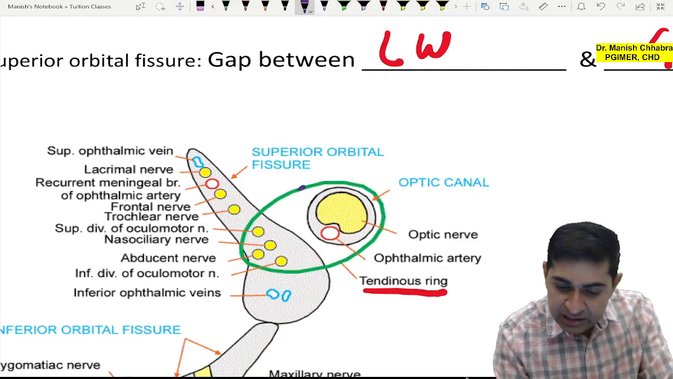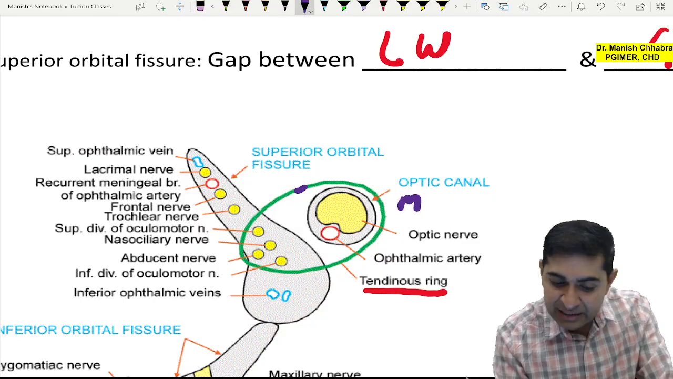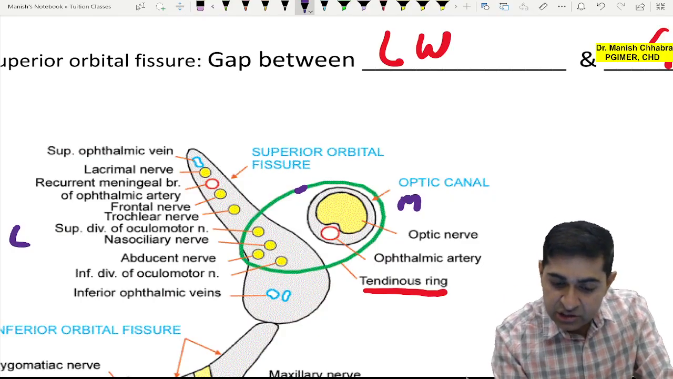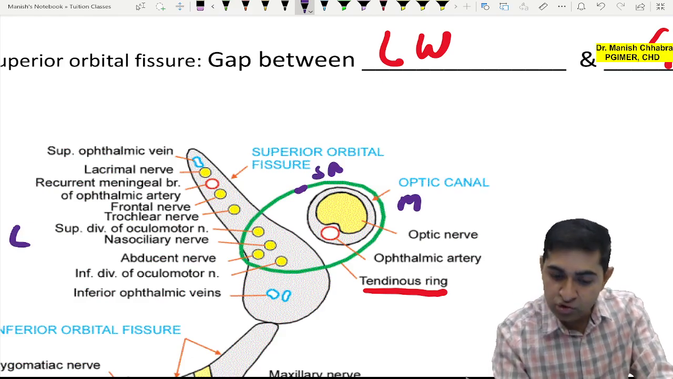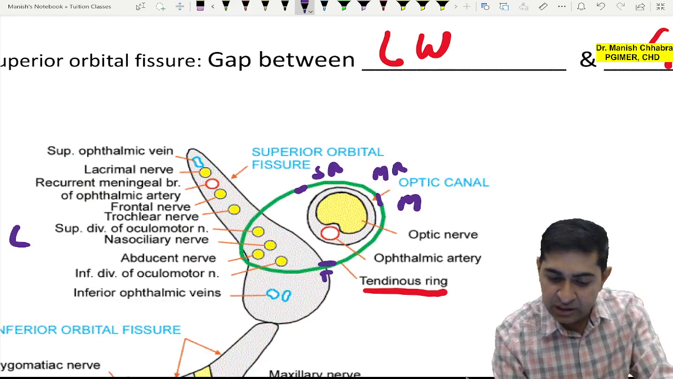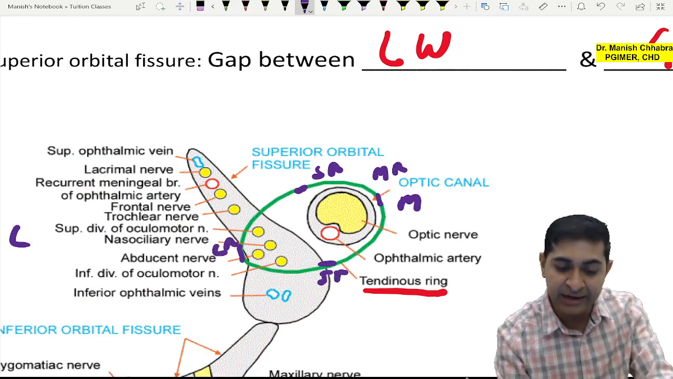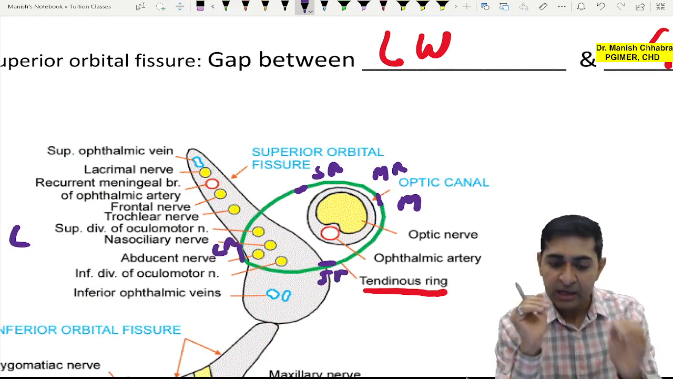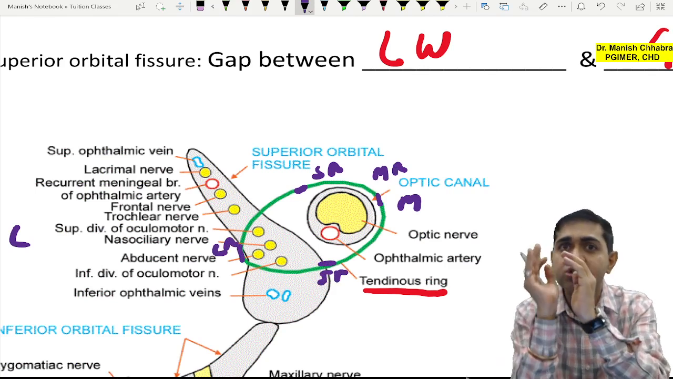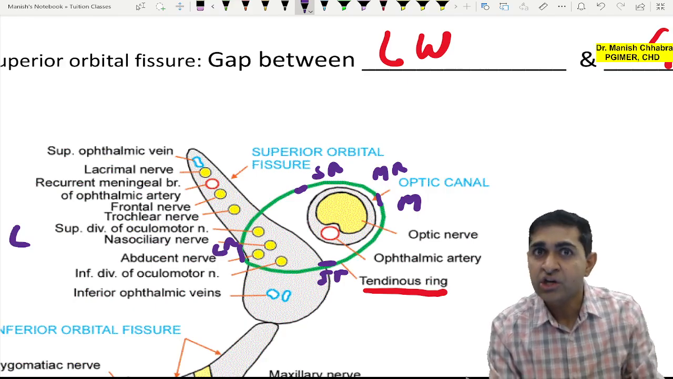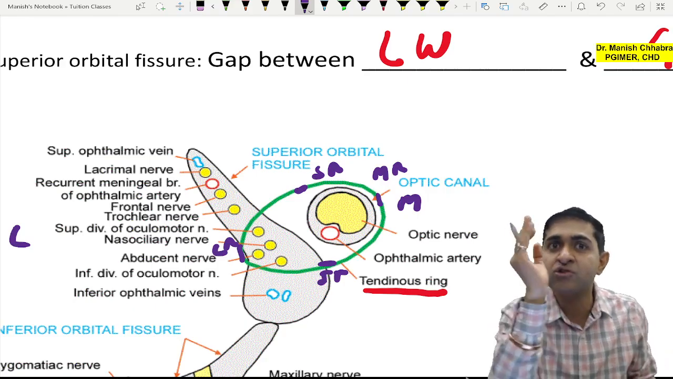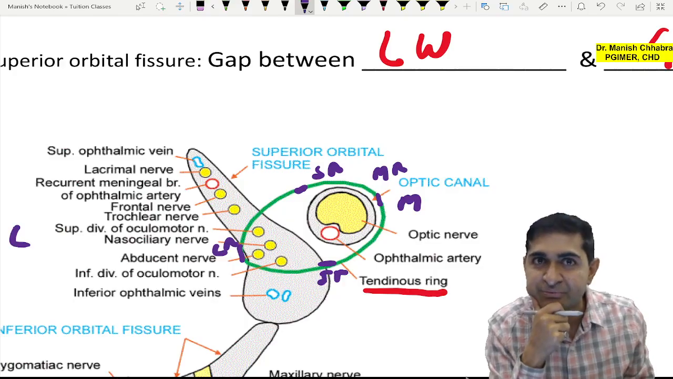Now this is your medial side, this is your lateral side. Okay. And this is giving origin to superior rectus. This is giving origin to medial rectus, inferior rectus, lateral rectus. Okay, now as you can appreciate, there are 3 parts of the superior orbital fissure now. So what are the structures which are passing through the superior part of superior orbital fissure?